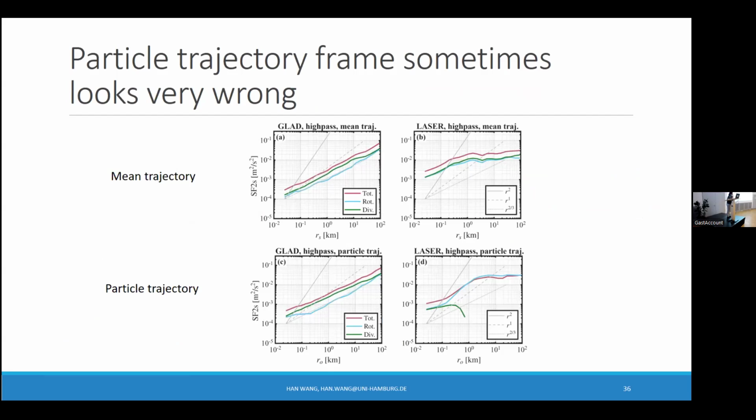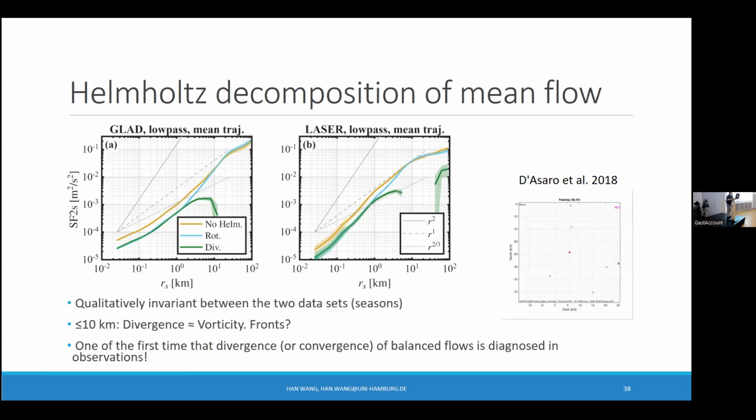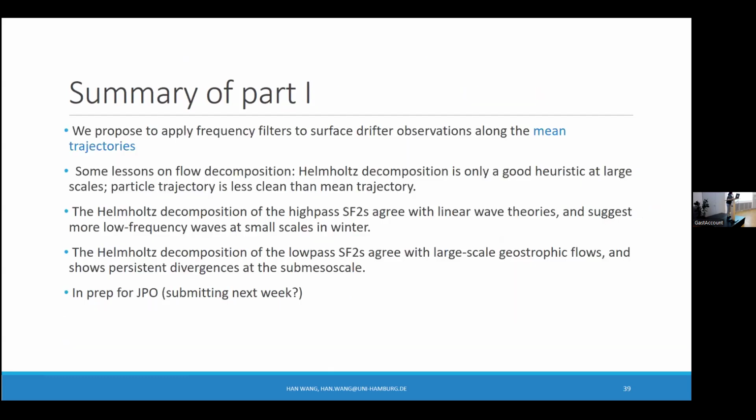Okay, I will skip this, but my point was that if we apply the particle trajectory, then we get very wrong conclusions, and this is because you should do this in the mean trajectory frame. And I will skip over the rest of part one because I have a part two also.